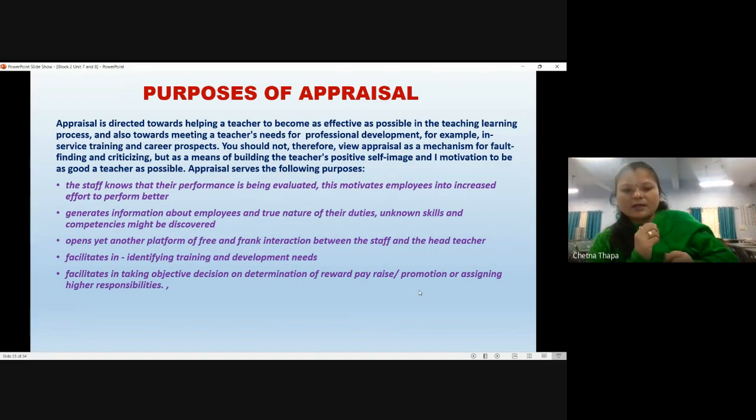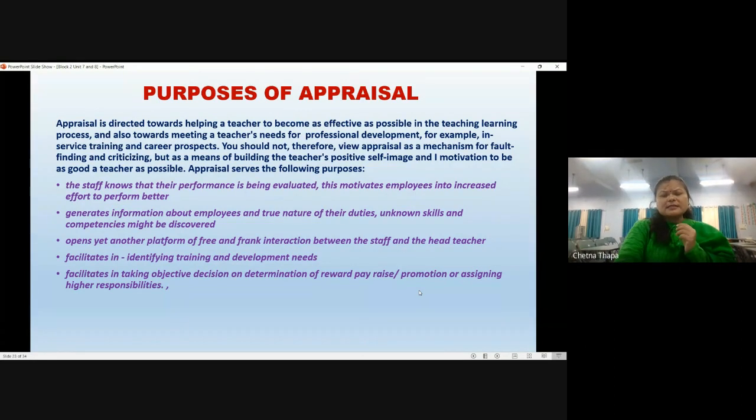This appraisal helps the institutional head to decide who the right candidate is for promotion, for assigning the higher responsibilities, or for rewarding the employees through pay rise. So this forms a basis for the decisions of the school head.